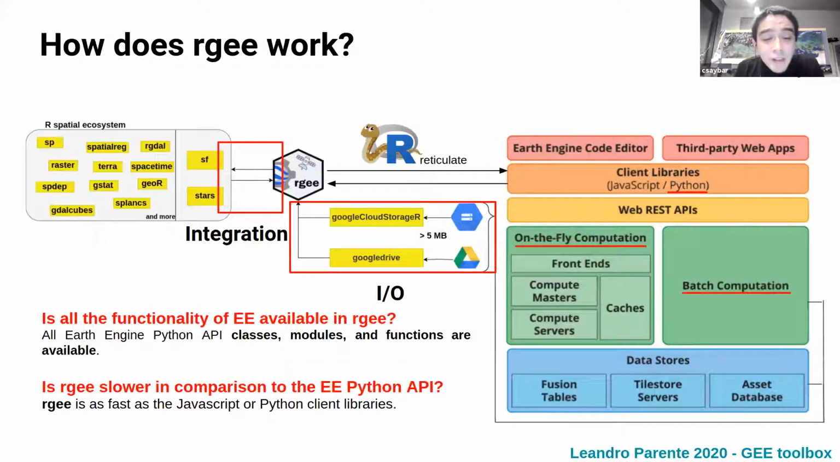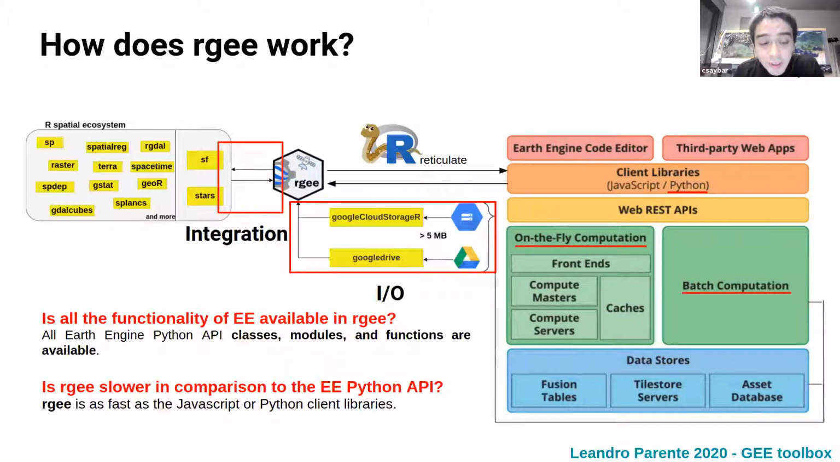And the answer to this question is yes, because you need to remember that we use reticulate, and reticulate embeds a Python session into an R session. So yes, all the classes, all the models, and all the functions are available.